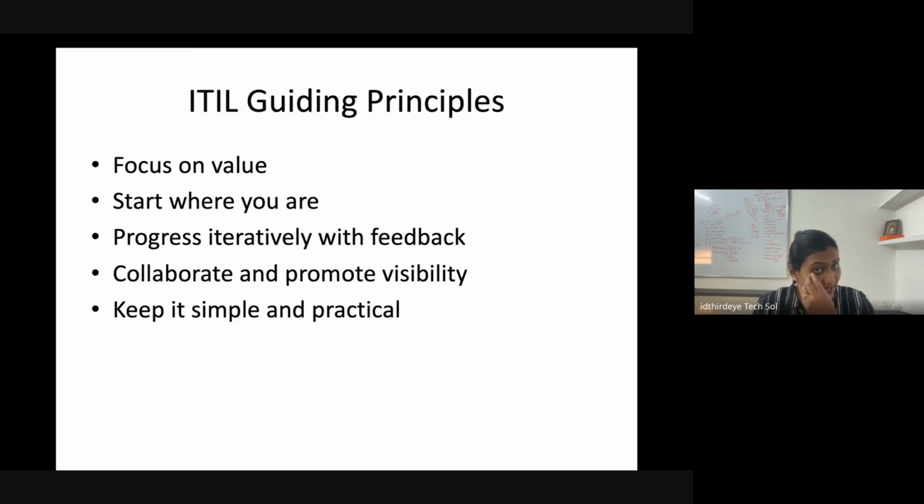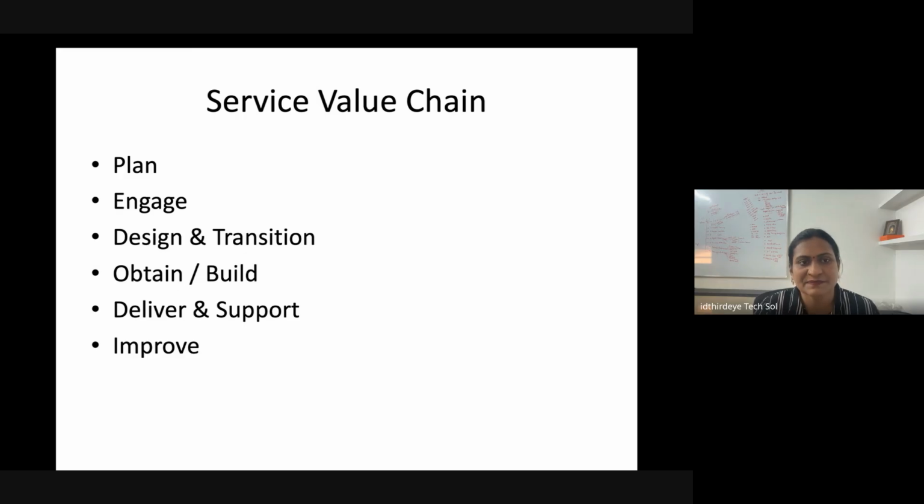The ITIL guiding principles focus on value, which we already saw: start where you are, progress iteratively with feedback, collaborate and promote visibility, and keep it simple and practical. We will see it like a framework.